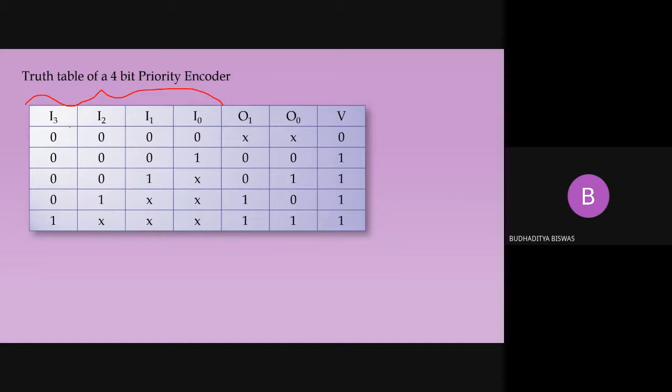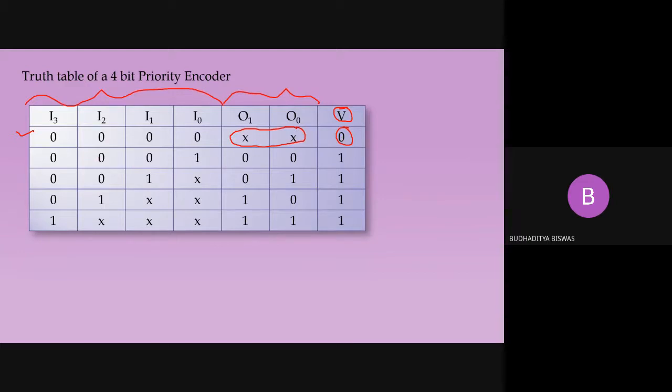4 interrupts may come simultaneously. Then the priority encoder will generate the output. O1 and O0 are the outputs. Along with that, the priority encoder also detects the valid bit. V means valid bit. Now here you see, in the first row all the interrupts are 0, 0, 0, 0. That means no interrupt is coming. Then the output may be anything, a don't care condition, but the valid bit is 0. So whatever output is generated, don't take it. This is garbage, because the valid bit is 0. No interrupt is coming.